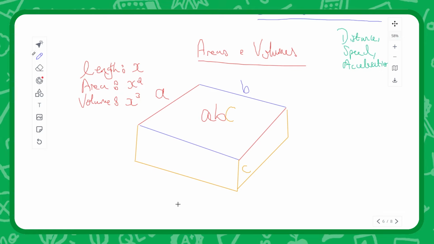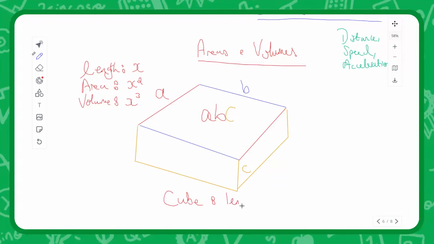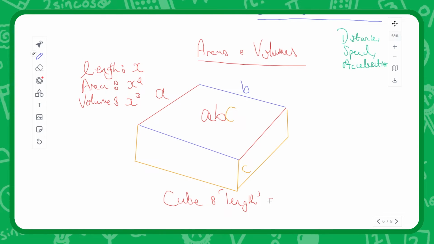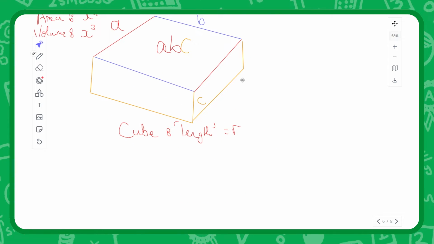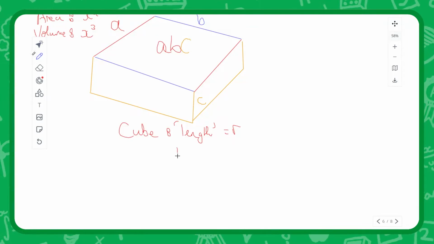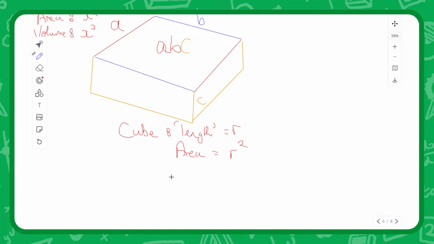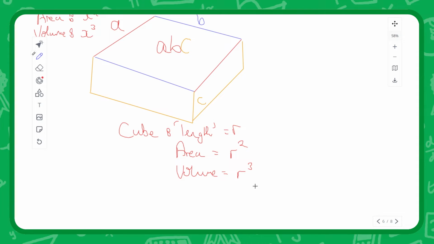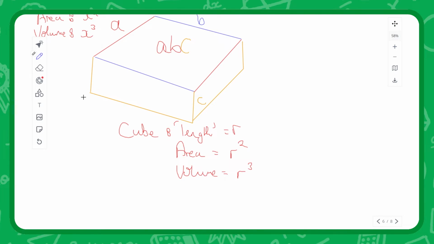For a cube, we're going to have a length, which I'm going to put in air quotes, which is how long the side is. And we're going to call it r instead of x, because that's a letter we can use sometimes for the radius and things like that. So r appears a fair bit when doing lengths. Then the area of one face is going to be r squared. And then the volume is going to be r cubed. And this is why we call it a cube, in fact, because that's where we get the word for it from.